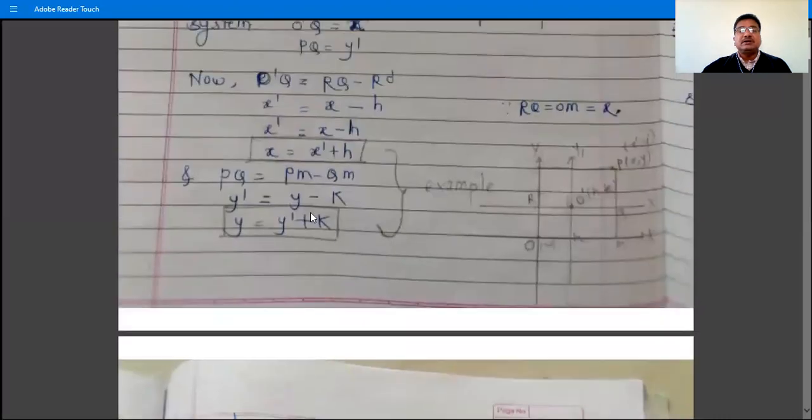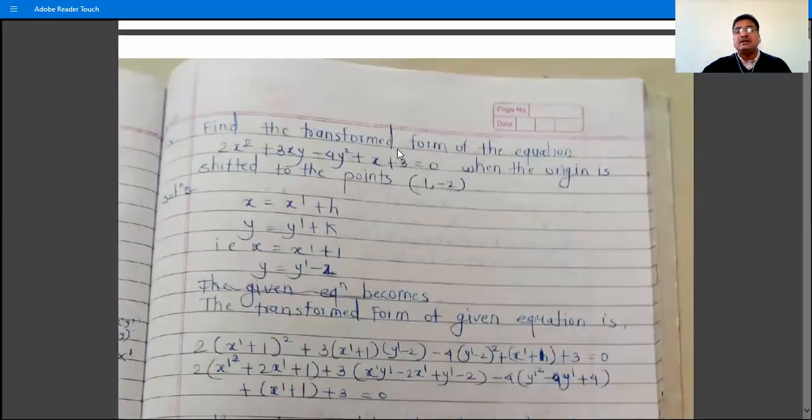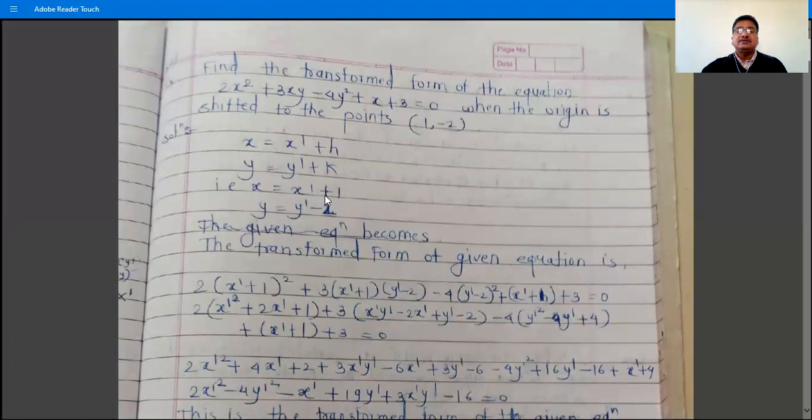The question on these two formulae is: find the transformed form of the equation 2x² + 3xy − 4y² + x + 3 = 0 when the origin is shifted to the point (1, −2). That is, the values of H and K are 1 and −2. So x is equal to X' plus H, and y is equal to Y' plus K. These are the two formulas if the origin is shifted to a new point. The new point is (H, K), where H is 1 and K is −2. So let's substitute H and K: x is equal to X' plus 1, and y is equal to Y' minus 2.